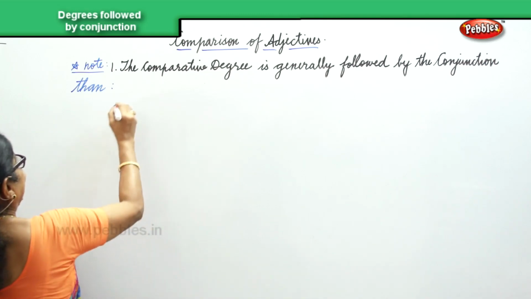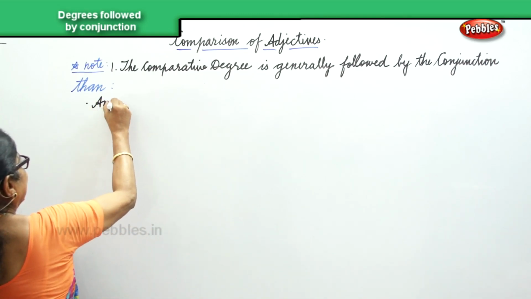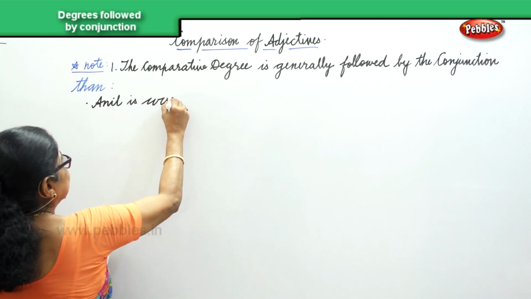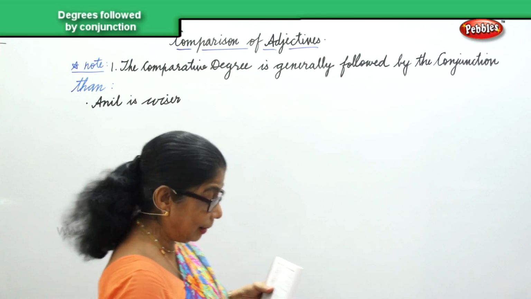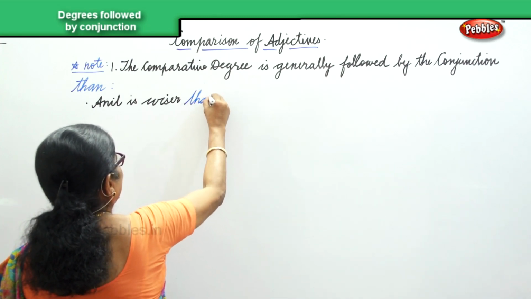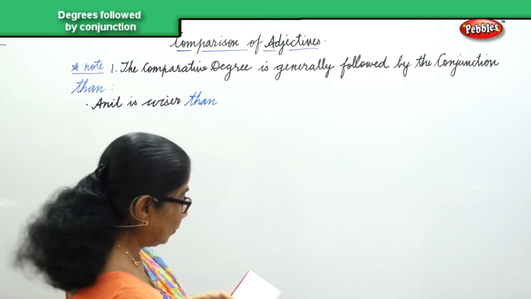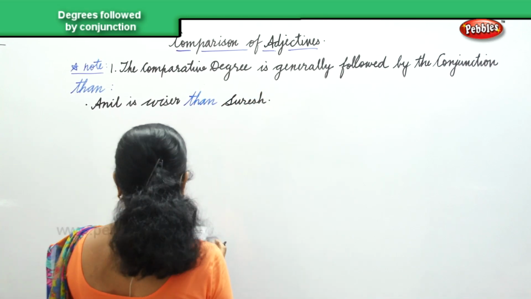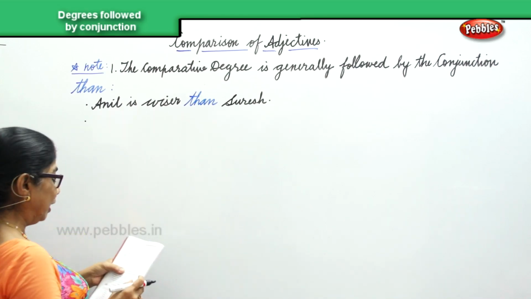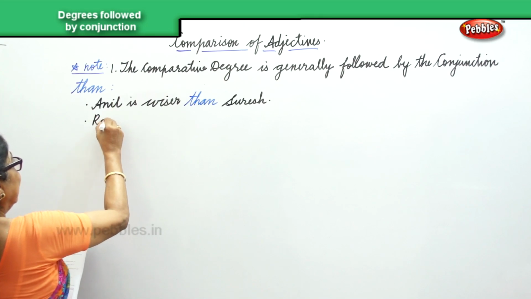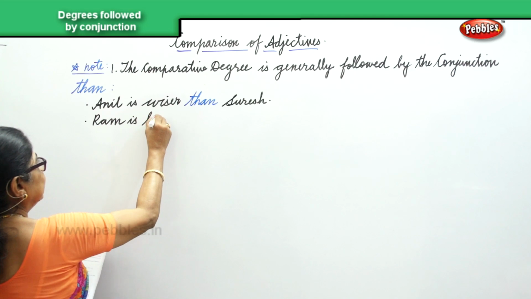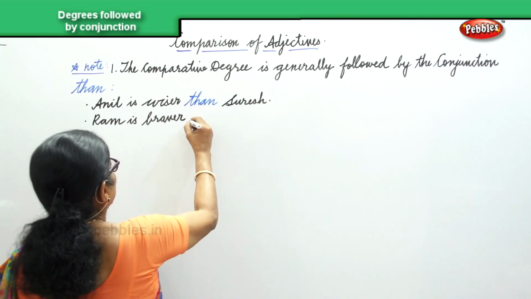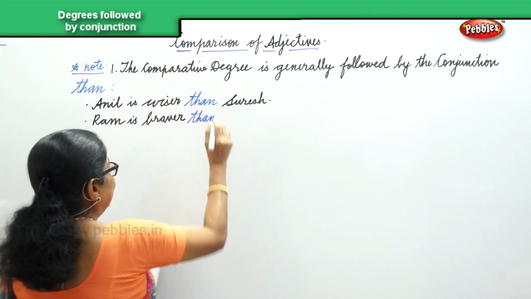Anil is wiser than Suresh. Anil is wiser than Suresh. Okay, next one. Ram is braver than Ashok. Braver than Ashok.